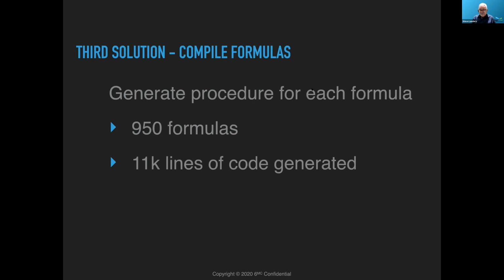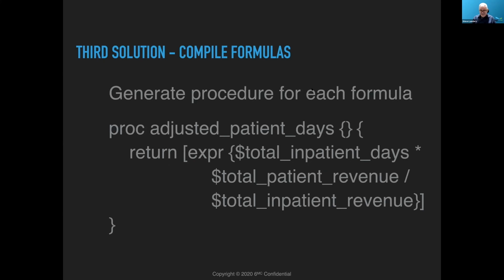Which takes me to the third solution, which was to actually compile the formulas. And to do this, I just generated a procedure for each formula. That's 950 formulas, roughly half of our measures are derived, and 11,000 lines of code were generated. It was pretty simple. This gives an example which is equivalent to the earlier example, where the formula is just turned into a procedure, and it's byte coded once, used many times.